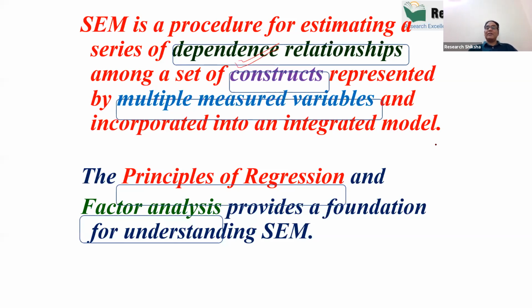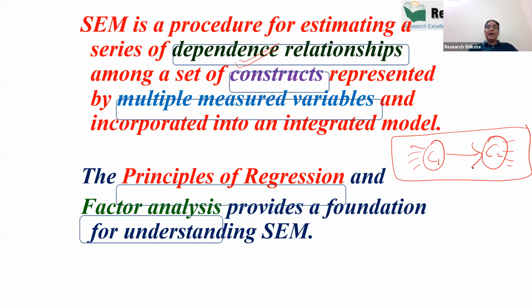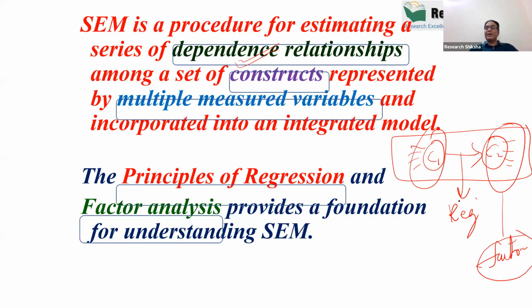So if you want to analyze the relationship between the constructs, we study it through SEM. This is construct number one, this is construct number two. The relationship between the constructs, and these constructs are represented by a number of items. That concept is called the structural equation model. In a structural equation model, there are two things. This part is known as the regression part, and this part is known as the factor part. So we are applying a mix of two things here in SEM, factor and regression.